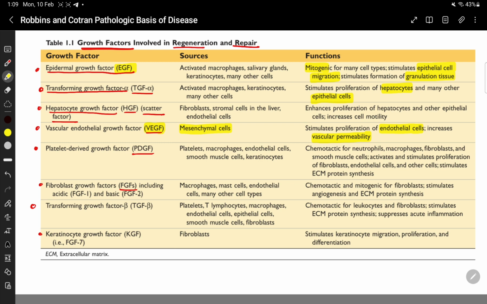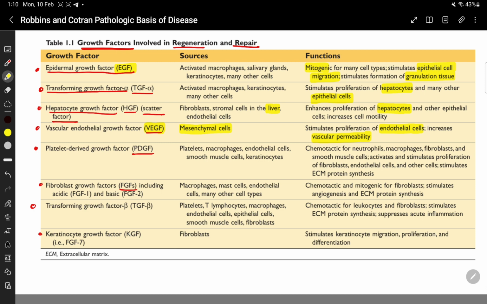Hepatocyte growth factor is also known as scatter factor. The source is fibroblasts and stromal cells in the liver, and endothelial cells. Scatter factor enhances the proliferation of hepatocytes and other epithelial cells. It increases cell motility.